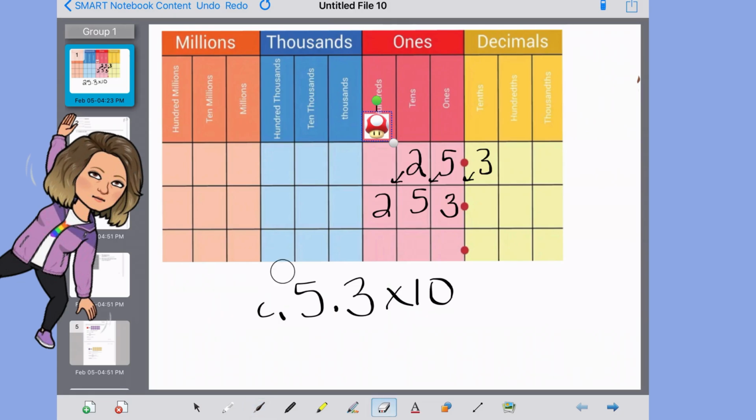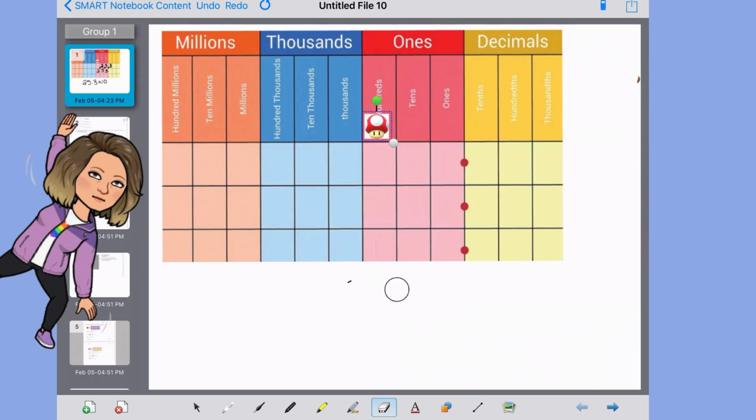Let's try another one. Remember, as we're going up, we're eating the mushroom and we're multiplying. We're getting bigger. We didn't change. Mario stays Mario. He's itty bitty, and he gets bigger and bigger and bigger, but he doesn't change. He's still Mario.